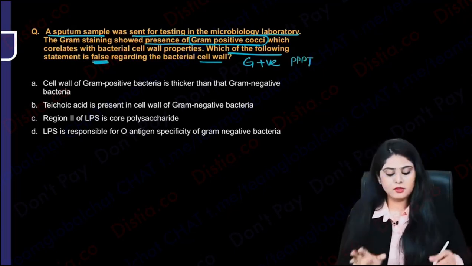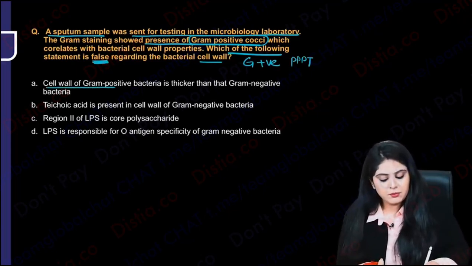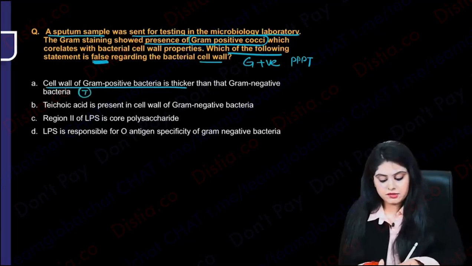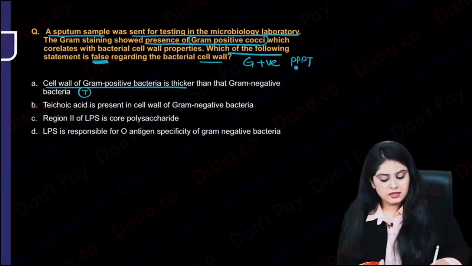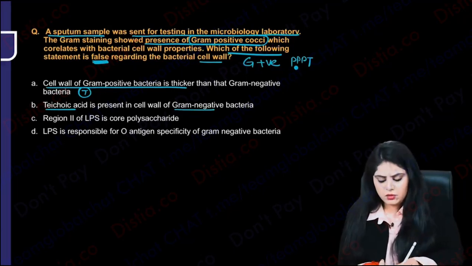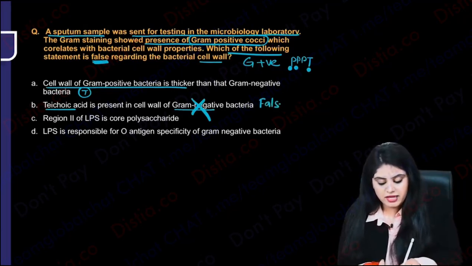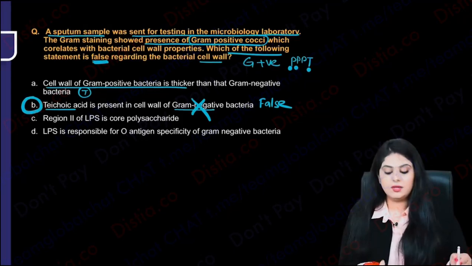Let's do true-false. Is the cell wall of a gram-positive thicker? Yes, it has more peptidoglycan. P for peptidoglycan. Of course, it is thicker. Correct. Look at the next one. Teichoic acid is present in the cell wall of gram-negative. No, I just told you PPPT. Teichoic acid is present in the cell wall of gram-positive. This is the false statement. I found my answer, but still, I'll read all.